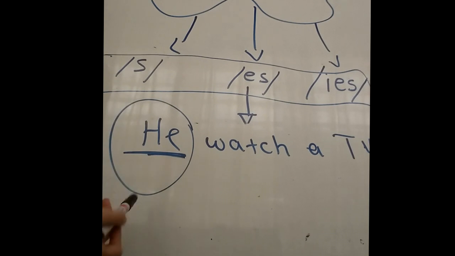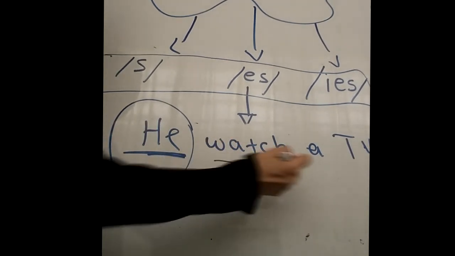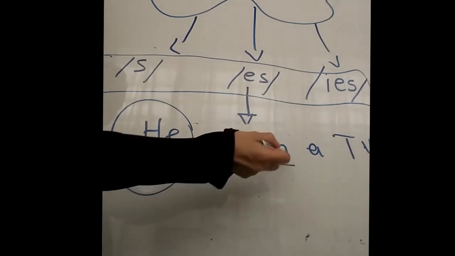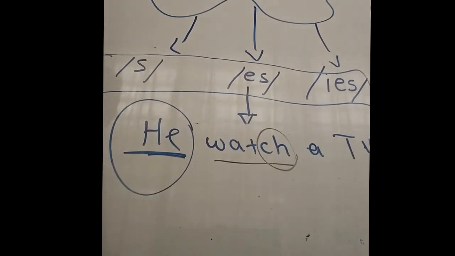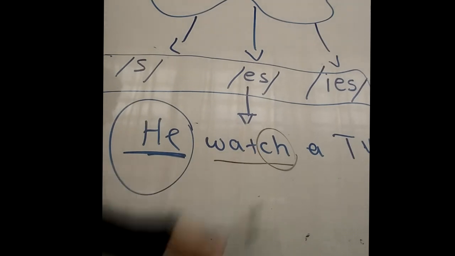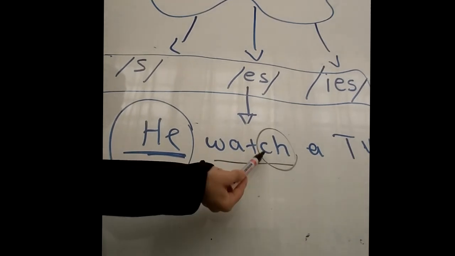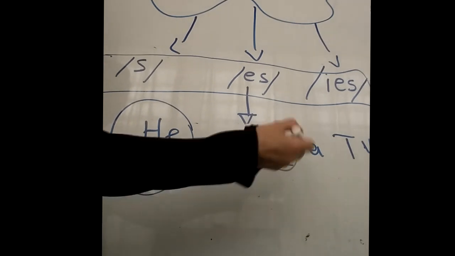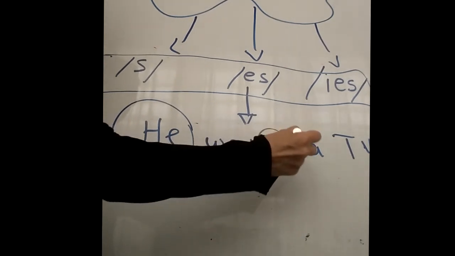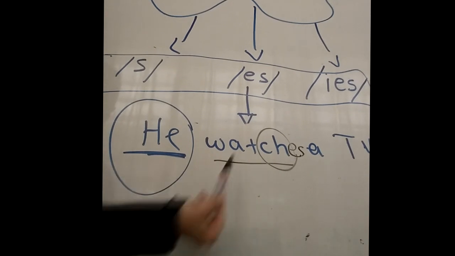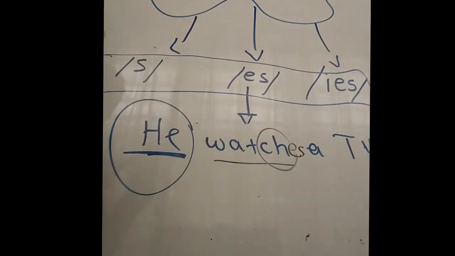Since we have he at the beginning, we need to look at the verb. We need to look at the last two letters of the verb. What are the last two letters? CH. Because the last two letters are CH, we need to add ES. He watches a TV program. So you need to be very careful on this.